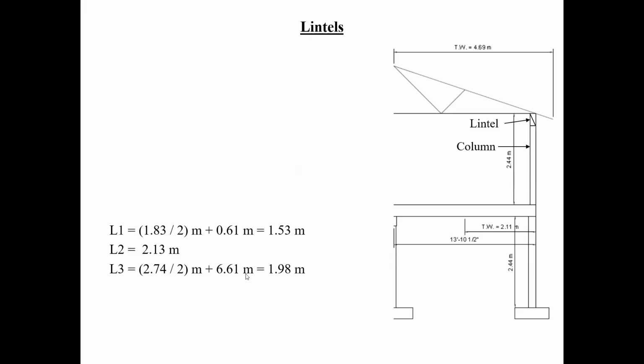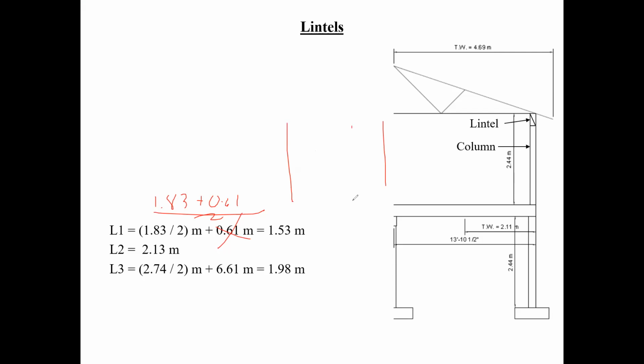So I'm even going to give you the 1.83 divided by 2 plus 0.6. I should divide this by 2 also. I made a mistake here, so I apologize. So this is 1.83, plus 0.61. Don't take this divided by 2. That would be for the wind load, you understand?